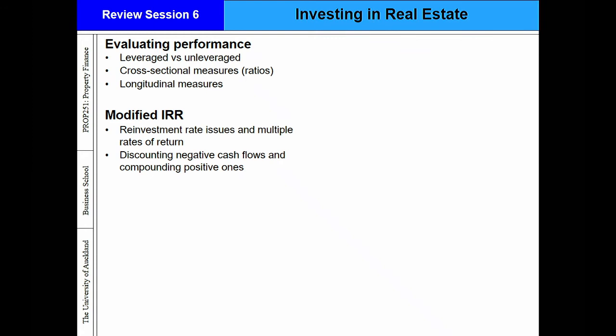Your performance can be evaluated on cross-sectional measures. In the lecture there are several ratios that you can calculate on an annual basis, but that gives you just a snapshot in time. Whereas calculating IRR or NPV or profitability index takes into account the time value of money component. It discounts your cash flows and puts them all into the present time.